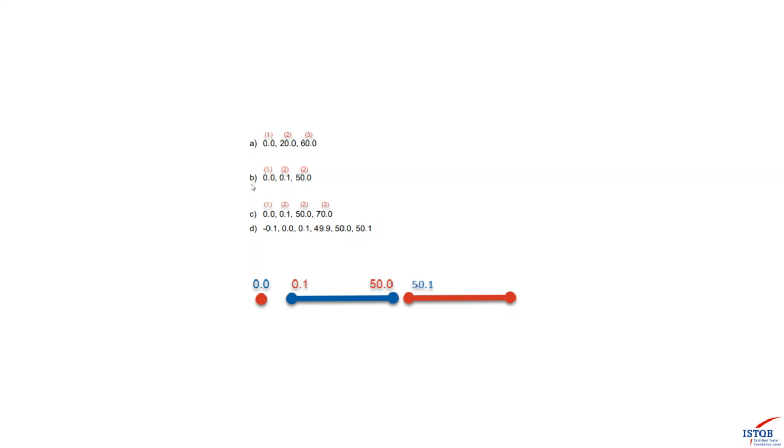But remember that ISTQB is a tricky test, because of that we need to check all answers. When we check answer B, we see that it has 2 test cases for one partition, and this contradicts the principle, test only one condition from each partition. Because of that answer B is an invalid answer. Exactly the same reason for answer C. We have 2 tests for one equivalence partition. And exactly the same reason for answer D. We have 4 tests for one equivalence partition.